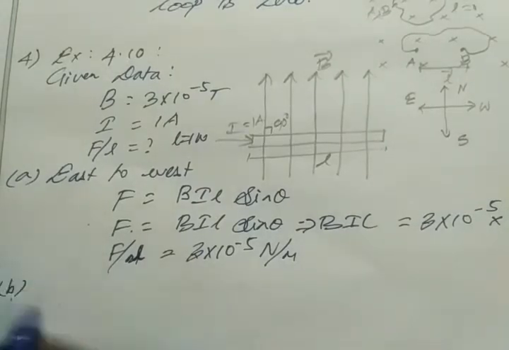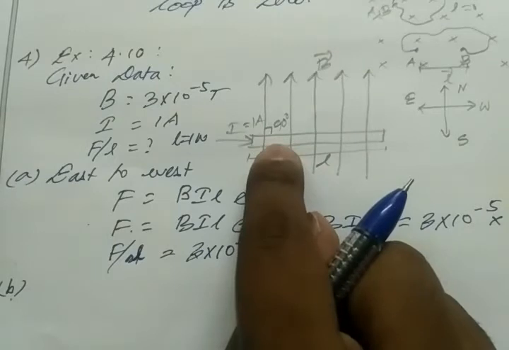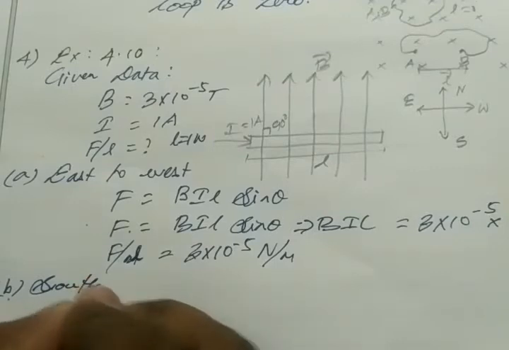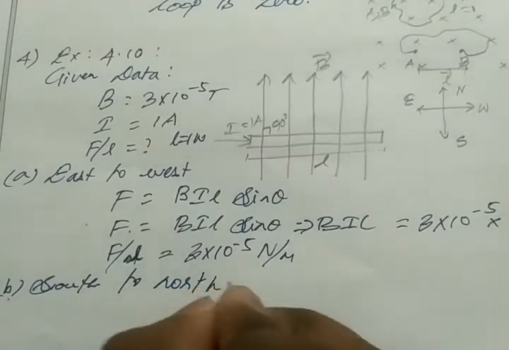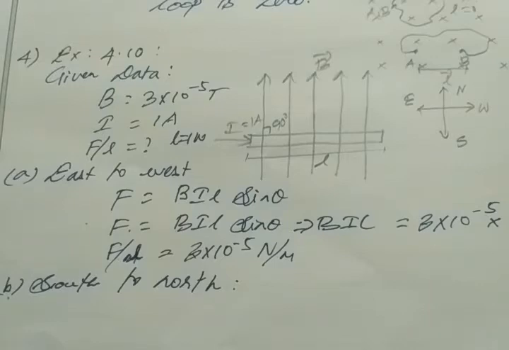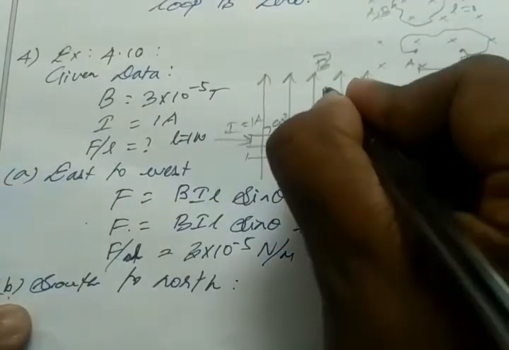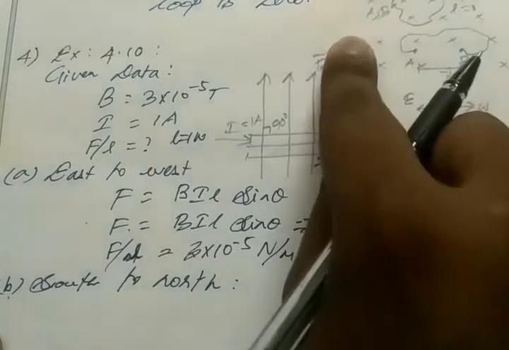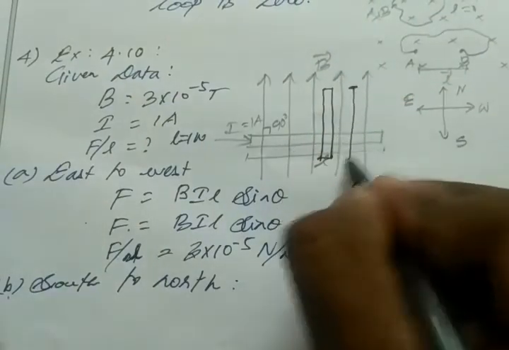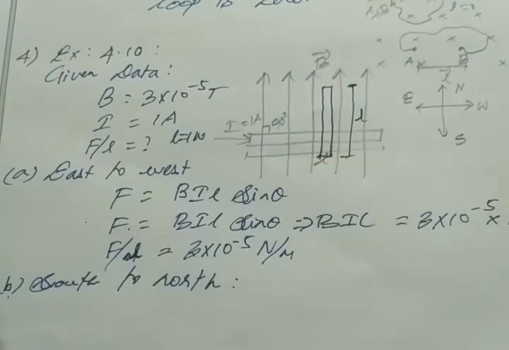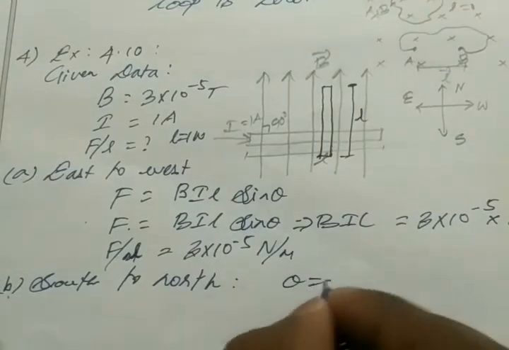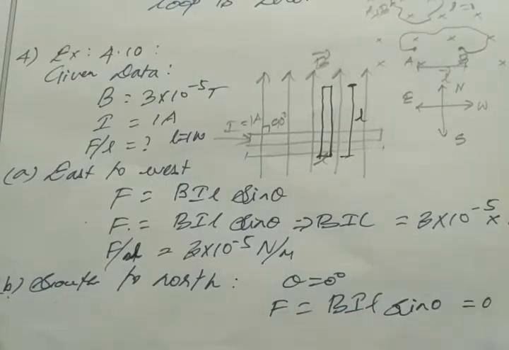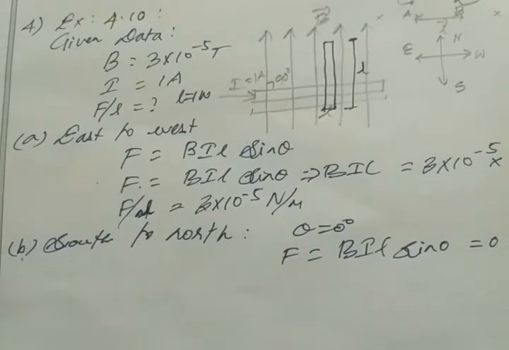Then second, now I take this current carrying conductor and place it south to north. So now what will be the force? Can you guess the answer? South to north. So now I place this conductor in this direction. What will be the angle? Magnetic field and length are both in the same direction, right? Now my angle is 0 degrees. So if my angle is 0 degrees, then F equals BIL sin 0, which is equal to 0. Clear? Move on to the next problem.